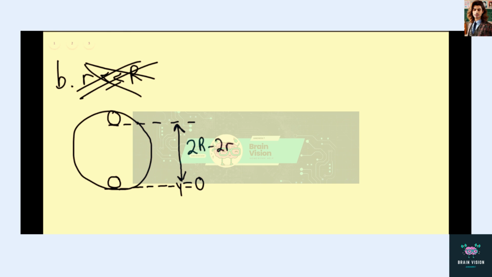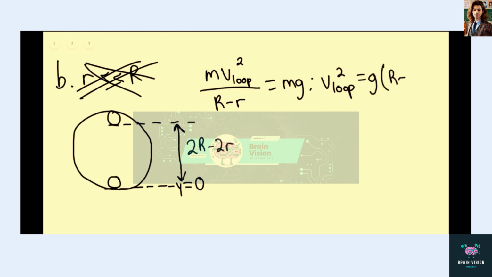So we can then say that, again, the mass of the marble times the velocity at the top of the loop squared divided by R minus r equals mg. And so we can say that the velocity of the loop squared would equal g times R minus r. Now, as you can tell, all the calculations are going to be the exact same. However, now at the end, we just have to plug in R minus r.